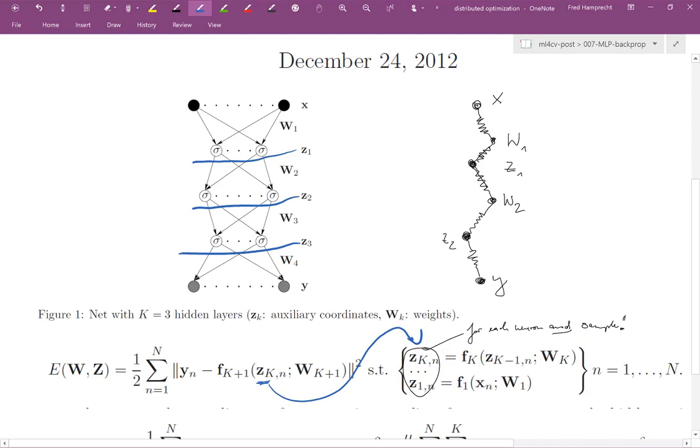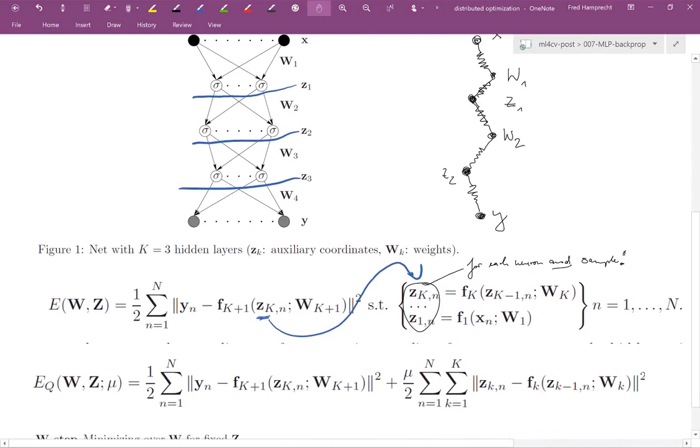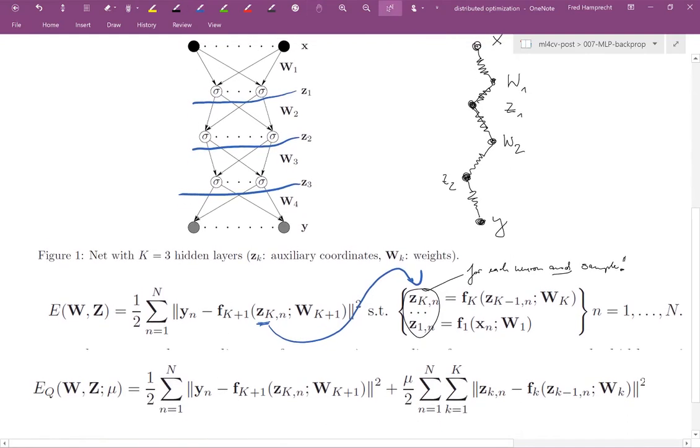However, instead of forcing these constraints exactly, and that's now a little bit similar to this dual decomposition idea that you saw in one of the exercises. Instead of enforcing the constraints exactly, I can just penalize any deviations from my constraints by adding these quadratic terms here. And if I minimize those quadratic terms, then the constraints will be satisfied if I minimize them exactly.